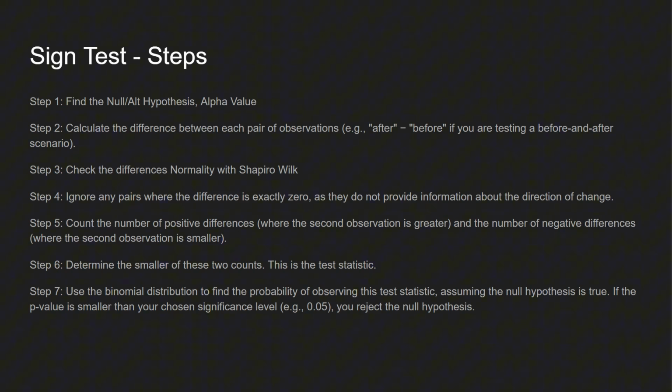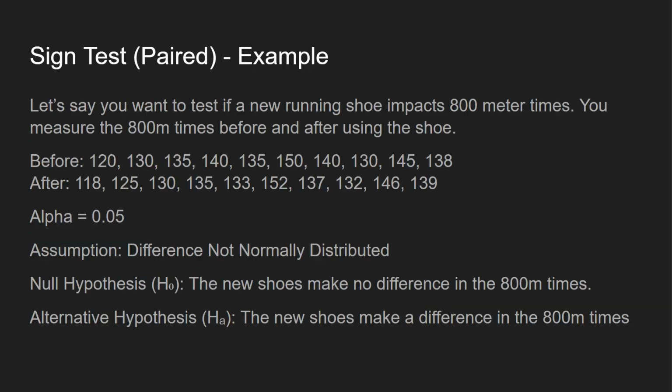All right, you also want to ignore any pairs where the difference is exactly 0, since it doesn't give us the direction, whether it's a positive or a negative sign. Then we want to count the number of positive differences as well as the number of negative differences. We take the minimum between the positive and negative counts. That becomes our test statistic. And then we want to look at the binomial test and get our p-value.